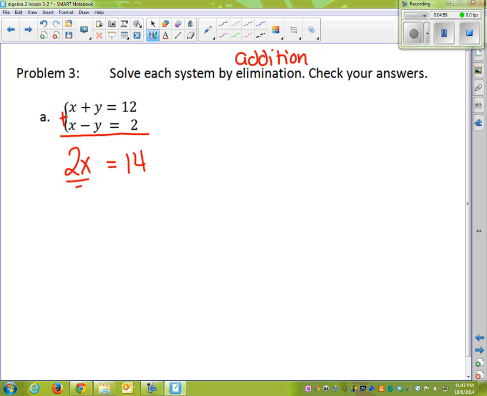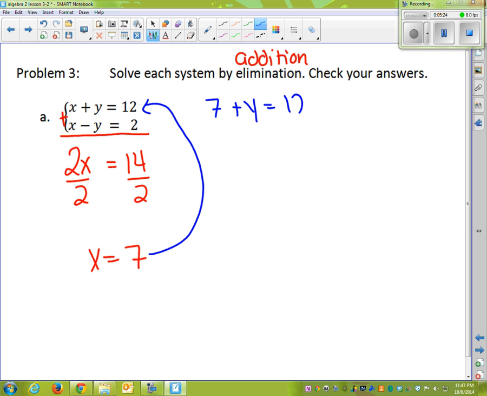Now I have one variable. I can solve for x, and x equals 7. You do need to know what y is, so take that and put it into one of the two equations. It doesn't matter which one. I'm just going to do the top equation. So x plus y, 7 plus y equals 12. Subtract 7 from both sides, and y is equal to 5. The solution set is 7, 5.